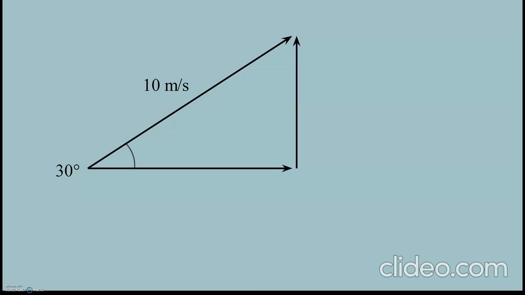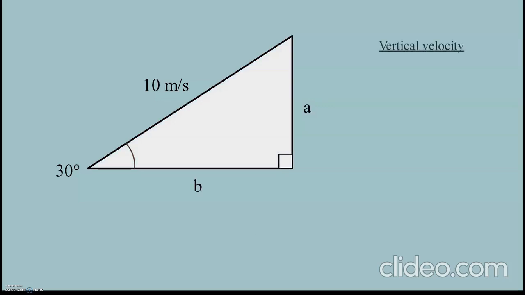Now you might notice that this looks exactly like a right triangle, and we can actually redraw this diagram in that form. Side length A would be the vertical velocity, and side length B would be the horizontal velocity. Now to solve for vertical velocity, we first need to take the sine of 30 degrees, which is the ratio of the opposite side to the hypotenuse, and in this case is A divided by 10. Now we have to solve for A, and our vertical velocity is 5 meters per second.